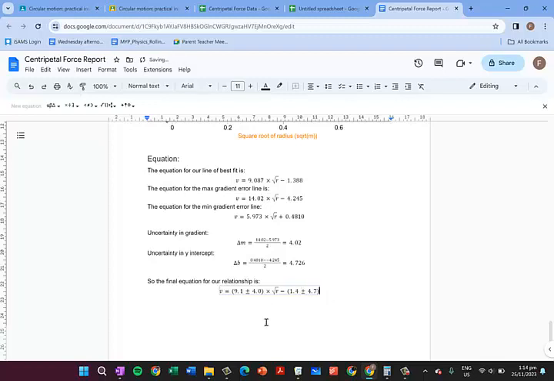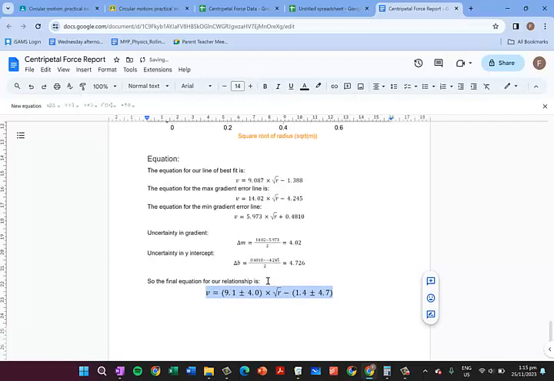Okay, so here is our equation for our line, including our uncertainties. So I'm going to just, because I'm so proud of this equation, I'm going to make it a little bit bigger. Okay, so that gives us the equation.